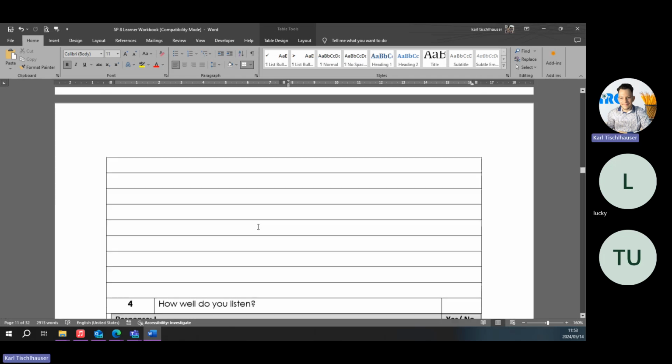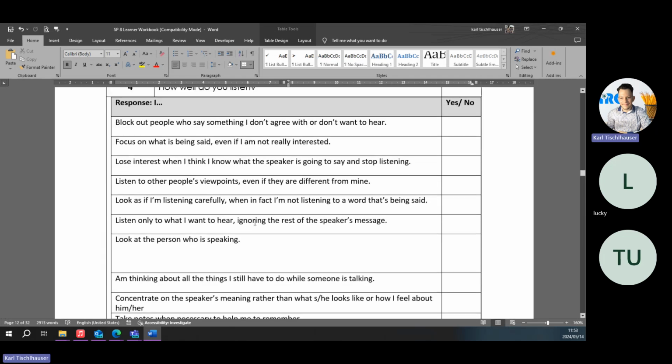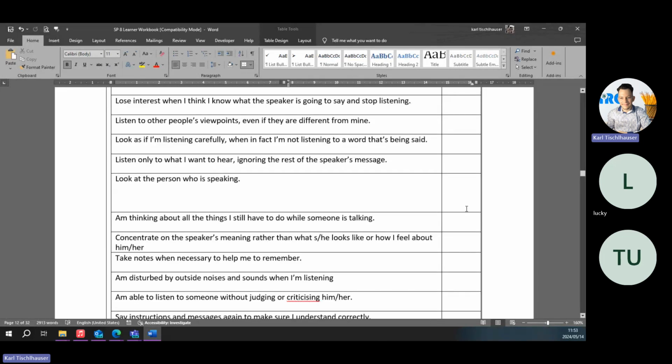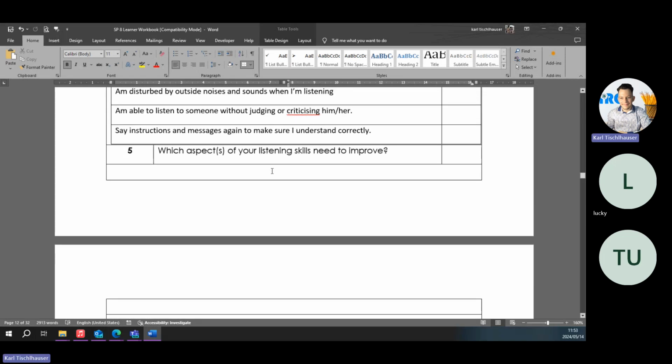Then number 4 says, how well do you listen? So do you block out people when they speak? So this is again very personal, very subjective. I'm going to leave it to you to answer. Number 5 says, what aspects of your listening skills need to improve? So it's very reflective, very personal. Again, we're not going to be marking you wrong if you answer a very specific answer.